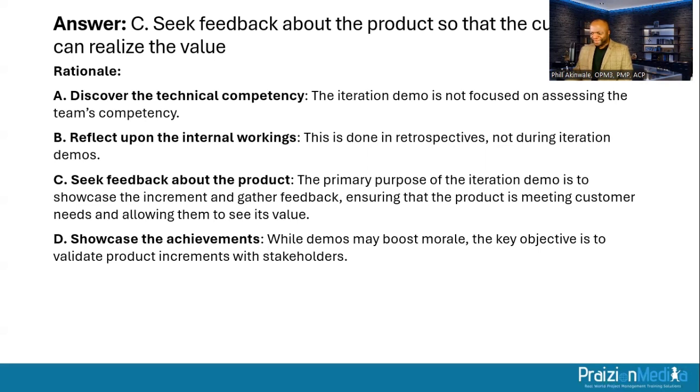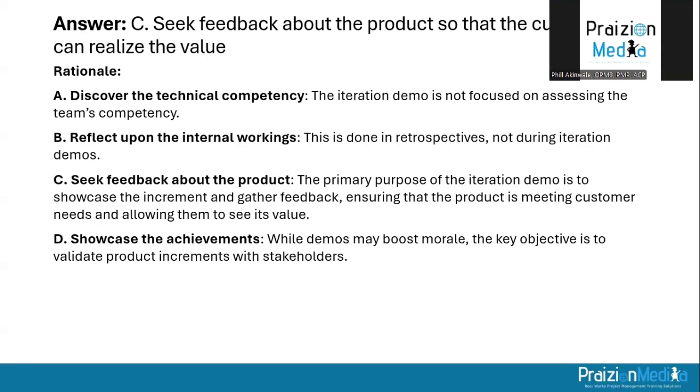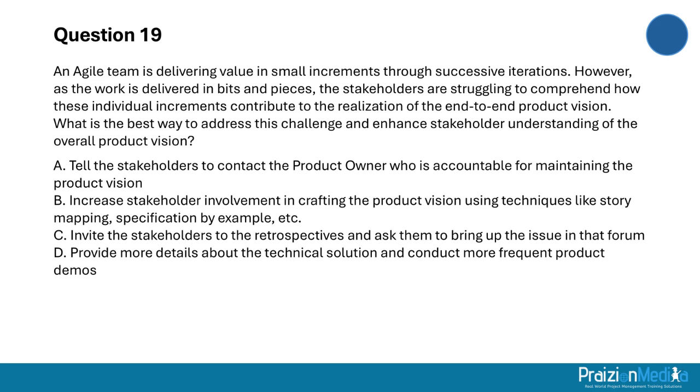All right. Let's move on to question 19. An agile team is delivering value in small increments through successive iterations. However, as the work is delivered in bits and pieces, the stakeholders are struggling to comprehend how these individual increments contribute to the realization of the end-to-end product vision. What is the best way to address this challenge and enhance stakeholder understanding of the overall project vision?